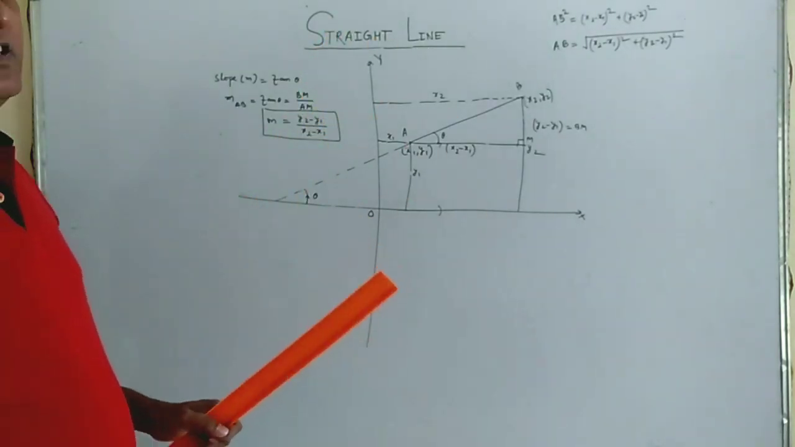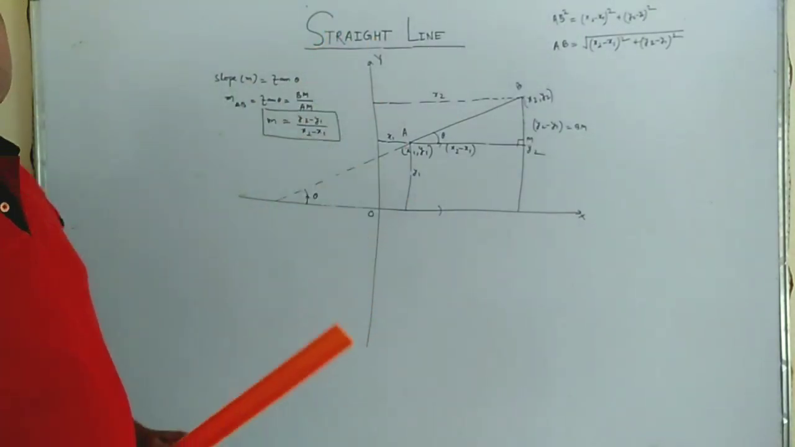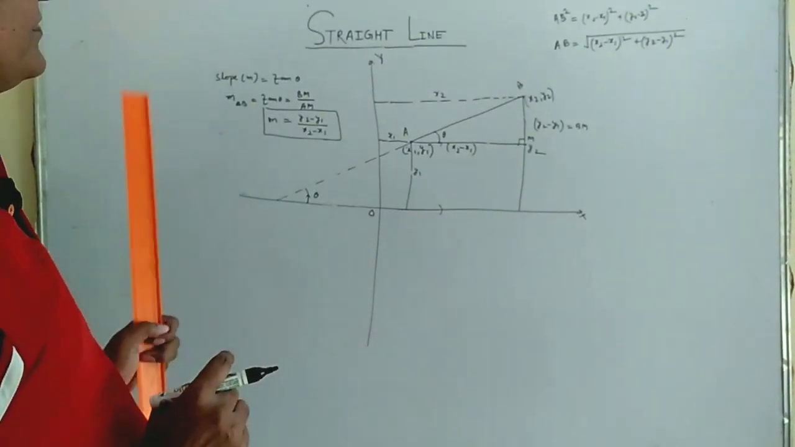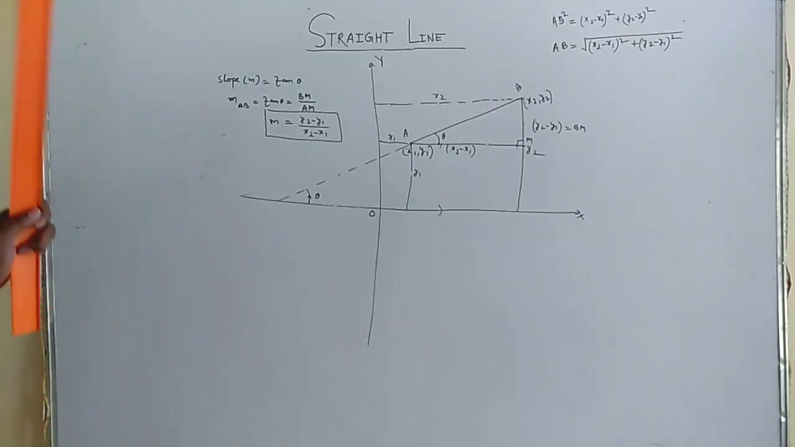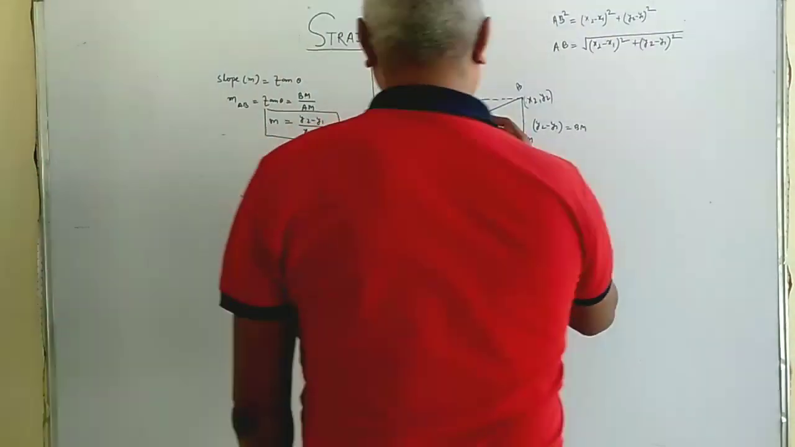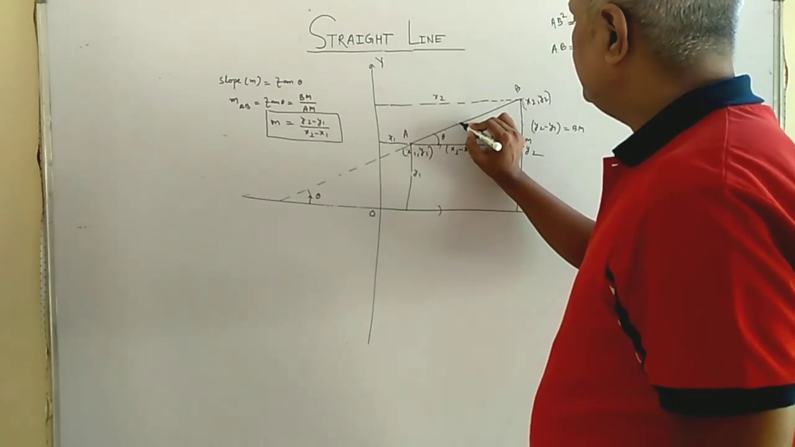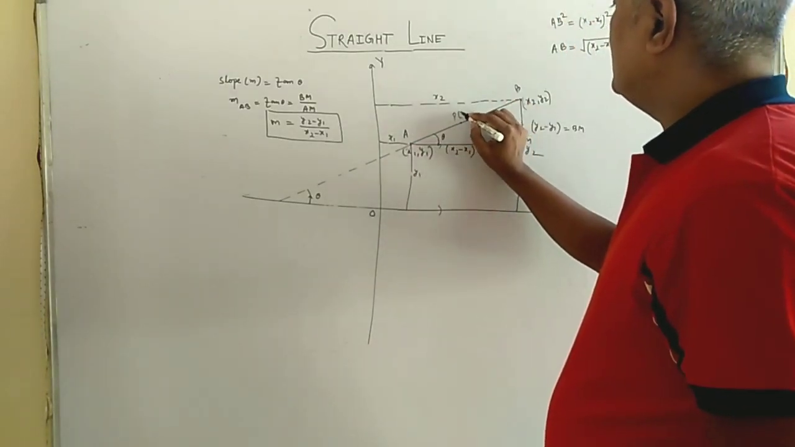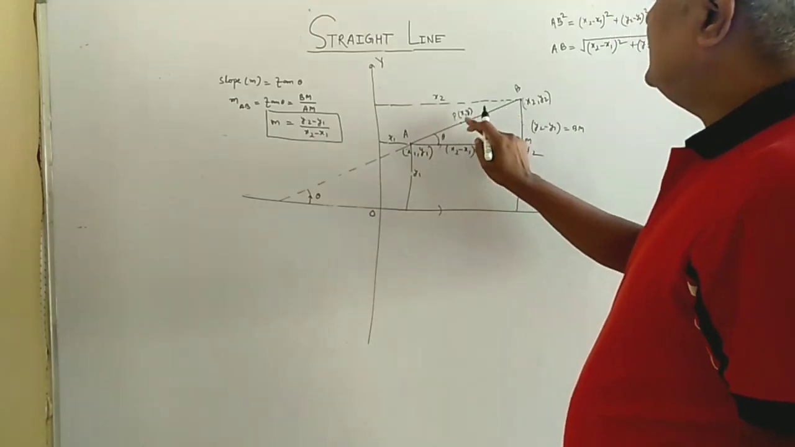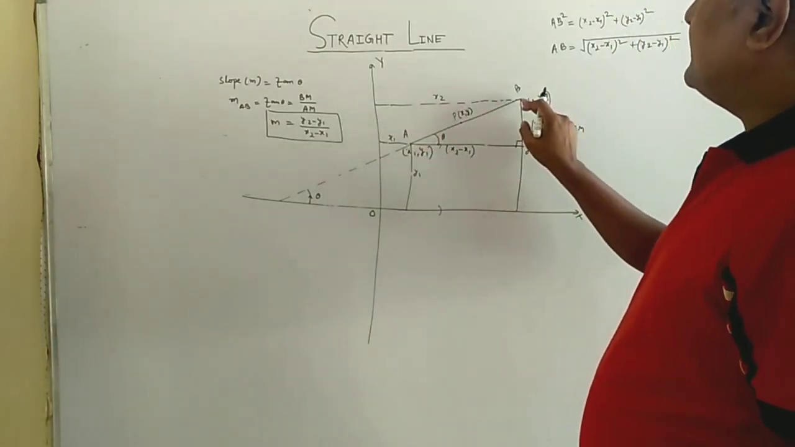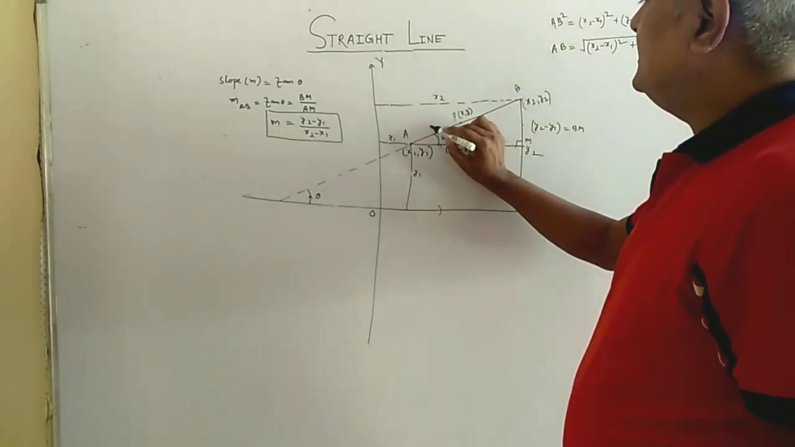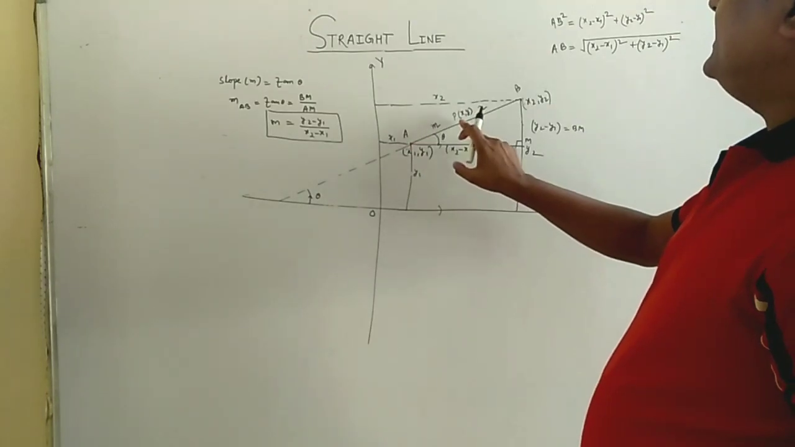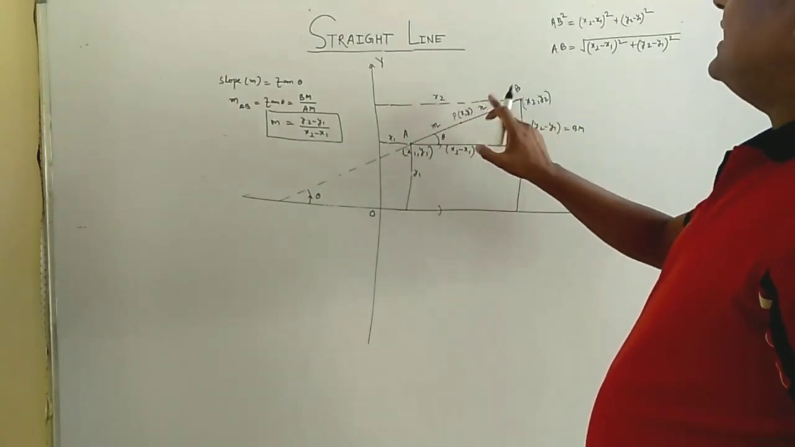So now, just a little while, I'll clean the screen. I'll discuss the idea of the section formula. In the section formula, suppose there is a point P here between A and B with the coordinates x comma y, and this P cuts the line segment AB internally in the ratio m to n. So AP is m and PB is n.